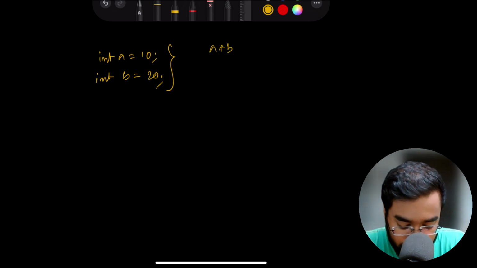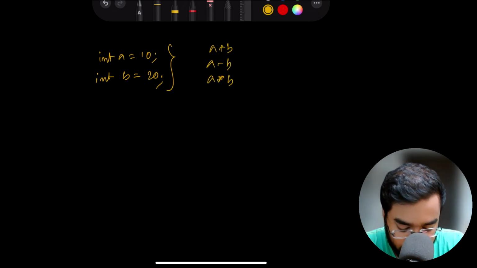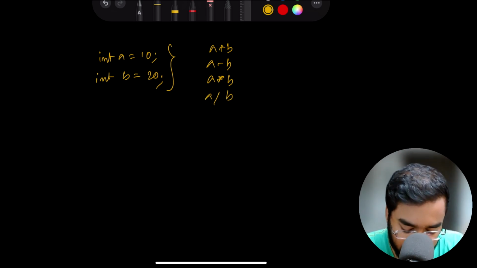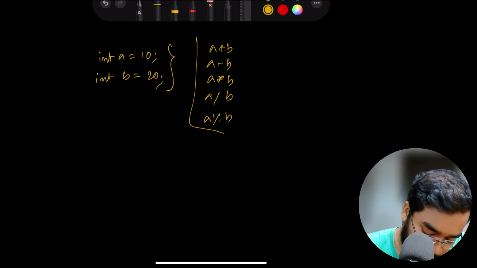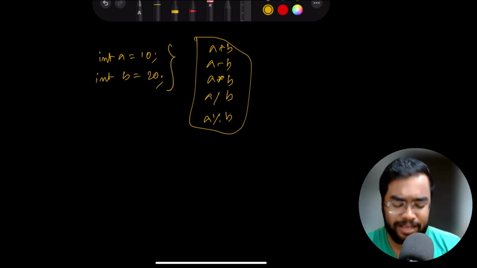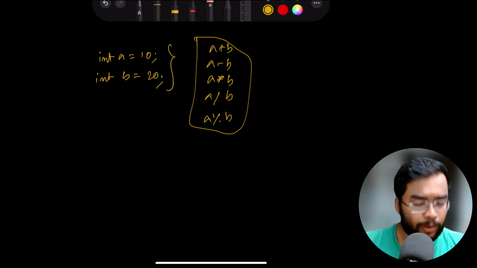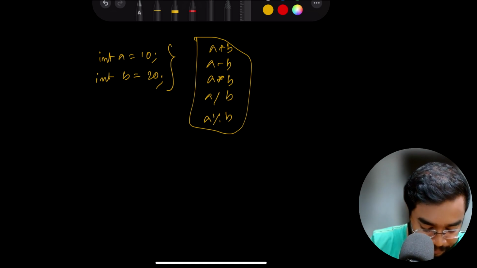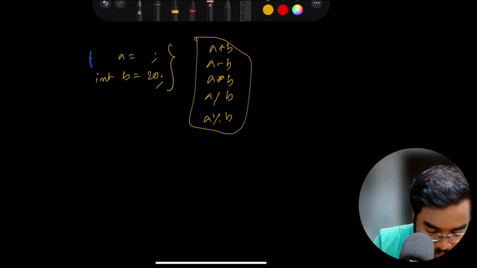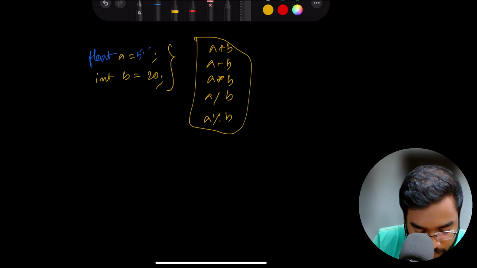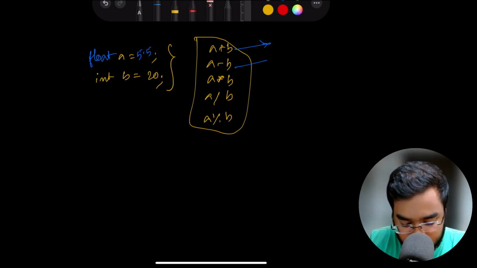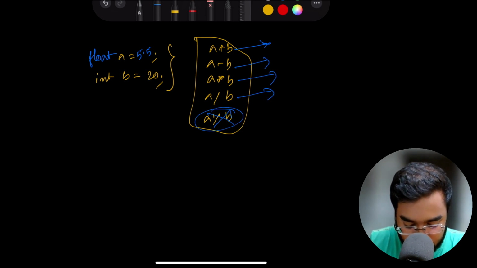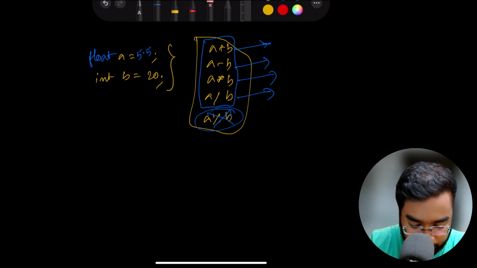Then we can do a plus b, a minus b, a asterisk b, a divided by b, then a modulus b. We have talked about all these things. We have talked about many other operators also, but in this example, I am only taking the arithmetic operations. Okay. Now, if integer a would be float a equal to 5.5, then what would be the answer of this, and this? Because here this is not applicable, but let's talk about them. Okay, what would be the answer, guys?